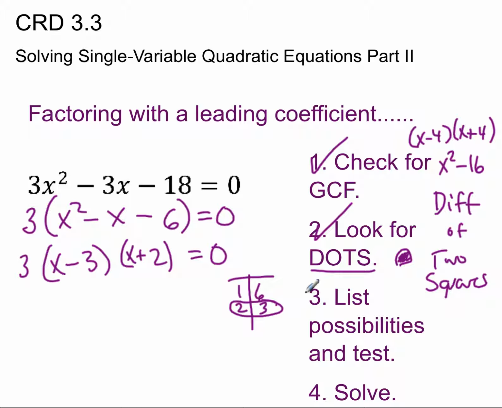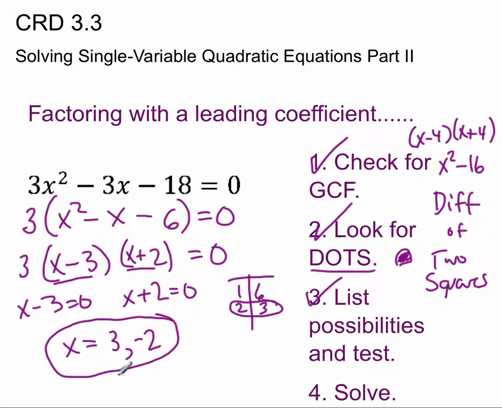And now I'm going to solve. So 3 is not 0, so 3 will never give me a 0, but one of these two could give me a 0. So 3 is not something I can set equal to 0, but x minus 3 could equal 0, and x plus 2 could equal 0. So my solutions to this quadratic are 3 and negative 2.